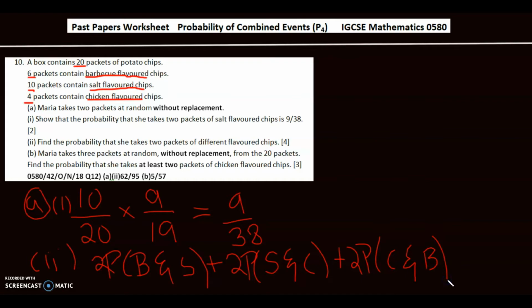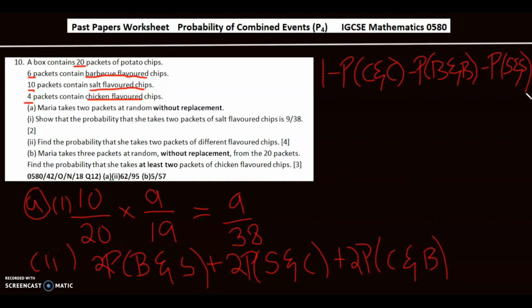Okay, so either do this, or what I'll do instead is I'll do 1 minus probability of getting chicken and then chicken flavored, minus probability of getting barbecue and then barbecue flavored, minus probability of getting salt and then salt flavor, because these are the cases we should not get. Other than these, any case is acceptable. So the total probability is 1. When I subtract these 3 cases from 1, I get all probability of all the remaining cases.